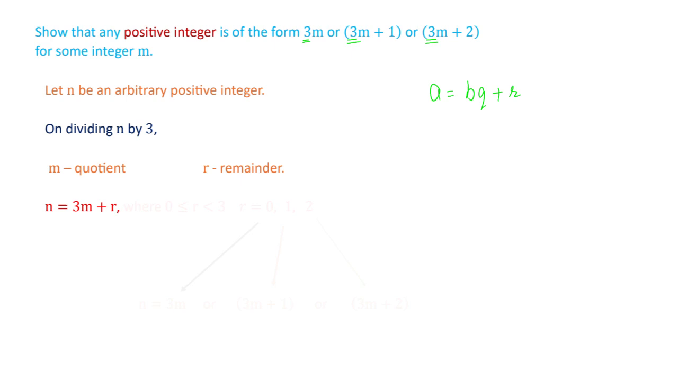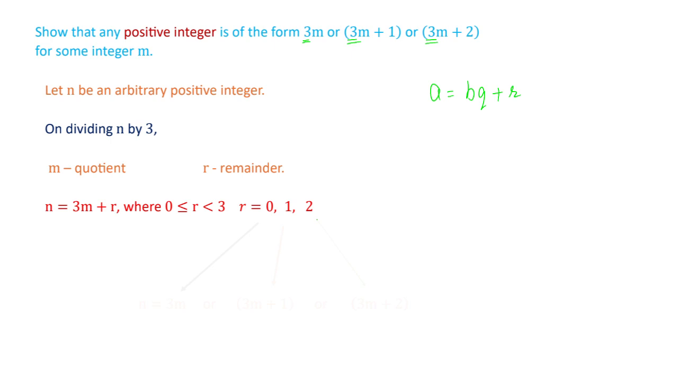This part of the answer we are getting by using Euclid's division lemma, where we are saying that if n is divided by 3, then we can find numbers m and r such that n is equal to 3m plus r. And the condition we have on r is that 0 is less than or equal to r, which is less than 3. It means there are three possible values of r: either r is 0, or it is 1, or it is 2.